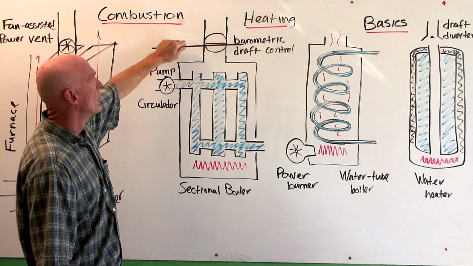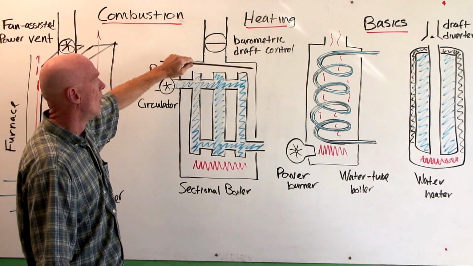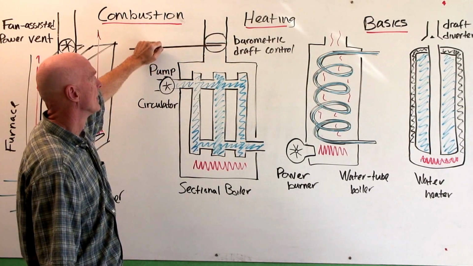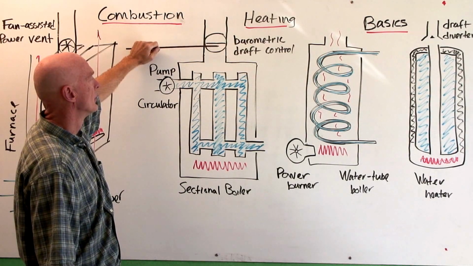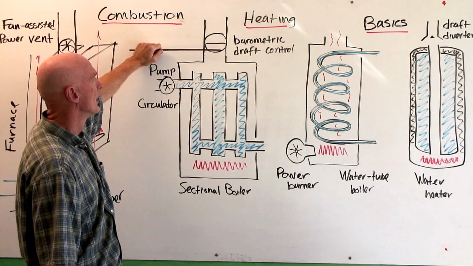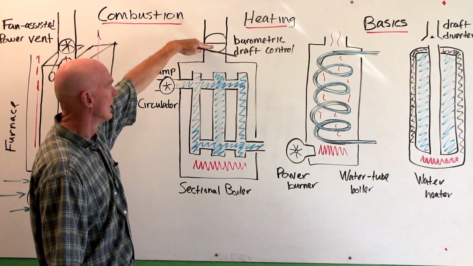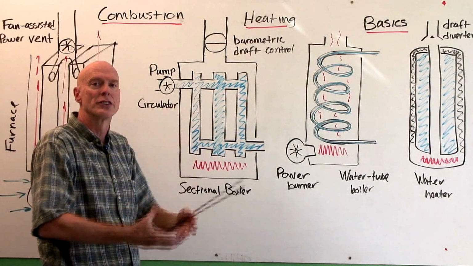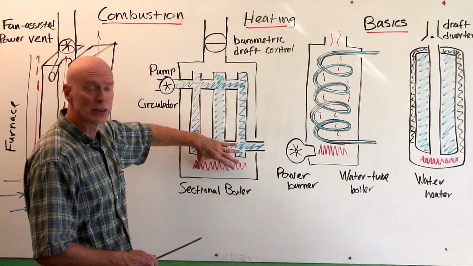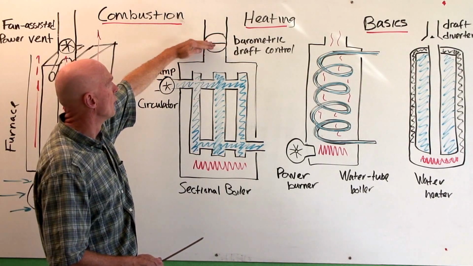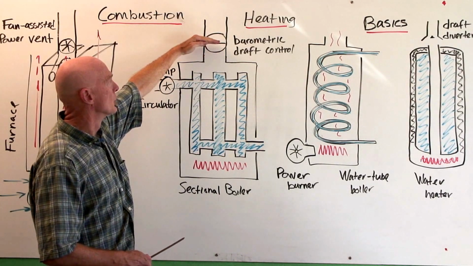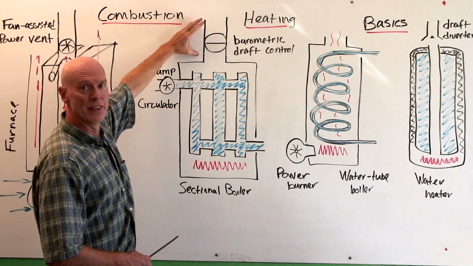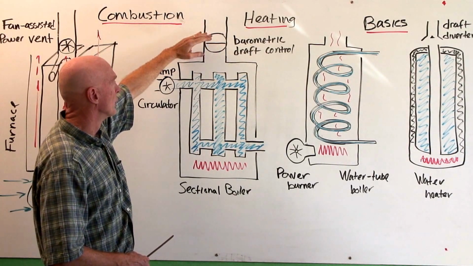And in this case, we have a barometric draft control. We don't have a fan here. We have an old-fashioned type of a venting system that has a barometric draft control. What the barometric draft control does is it keeps the draft steady. If we have wind blowing across the chimney, which is causing a tremendous updraft, we don't want that to affect the flame. And so the barometric draft control will open and let air in from the room to weaken the draft.